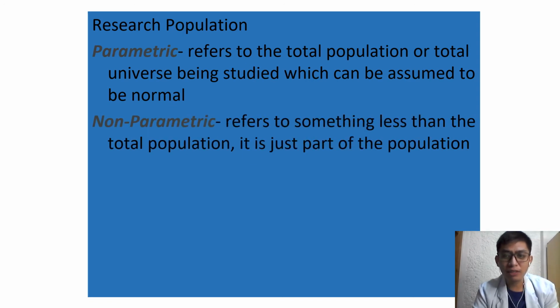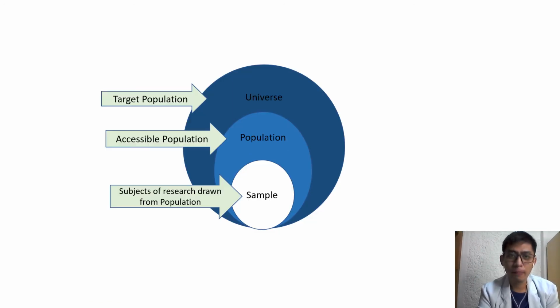Okay, for our research population, we have parametric and non-parametric. Parametric refers to the total population or total universe being studied, which can be assumed to be normal. However, the non-parametric refers to something less than the population. It's just part of the population.